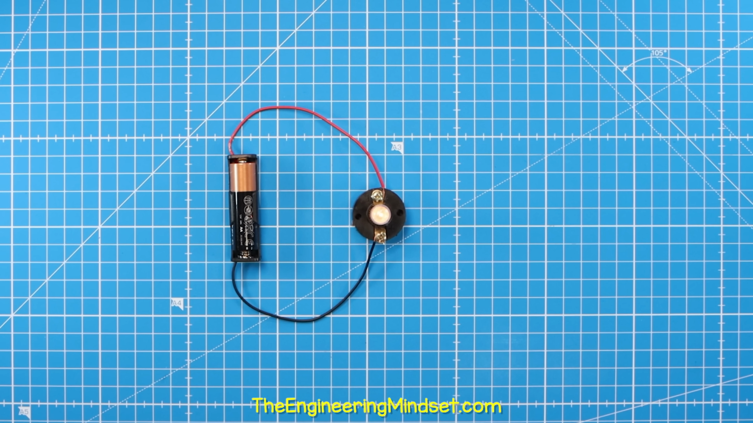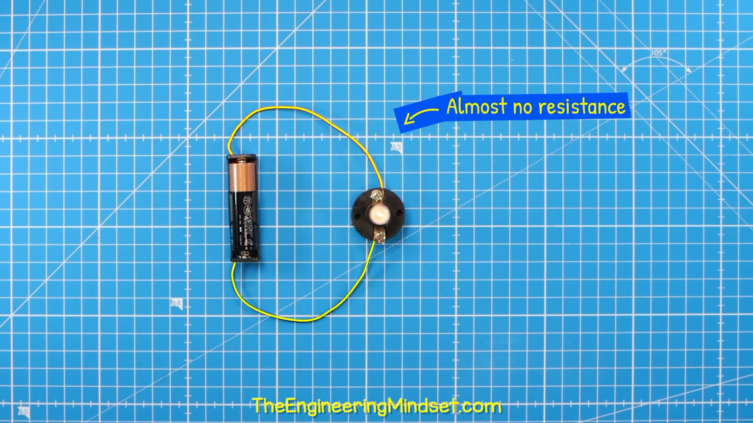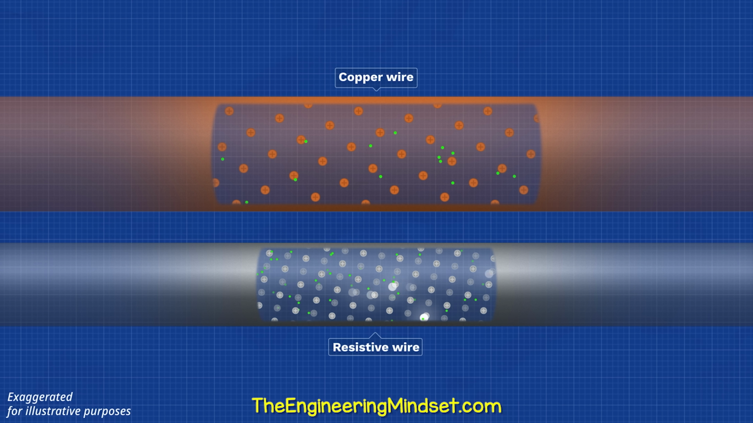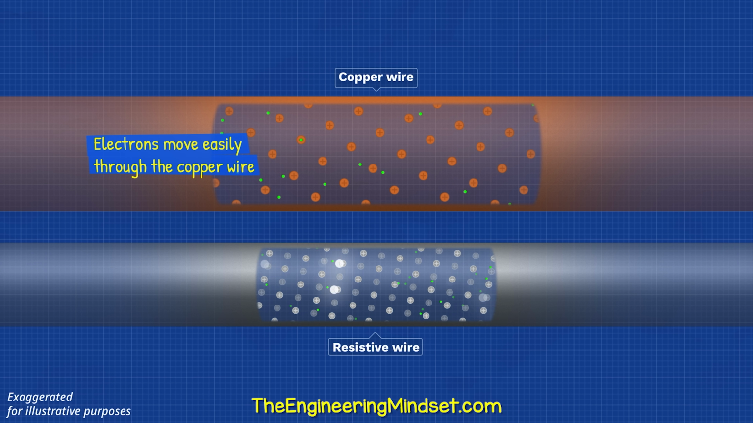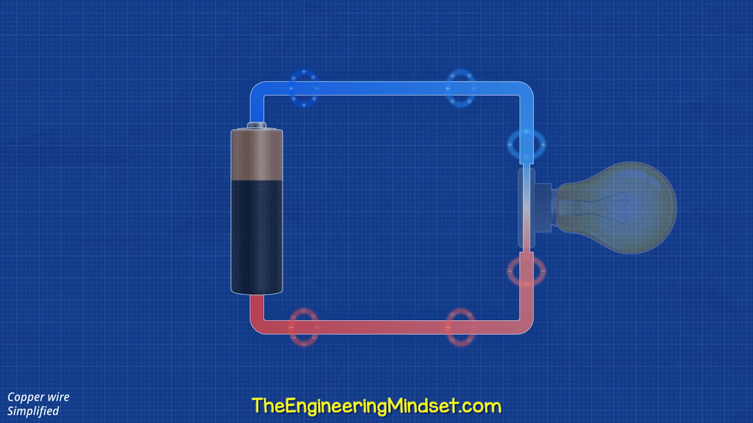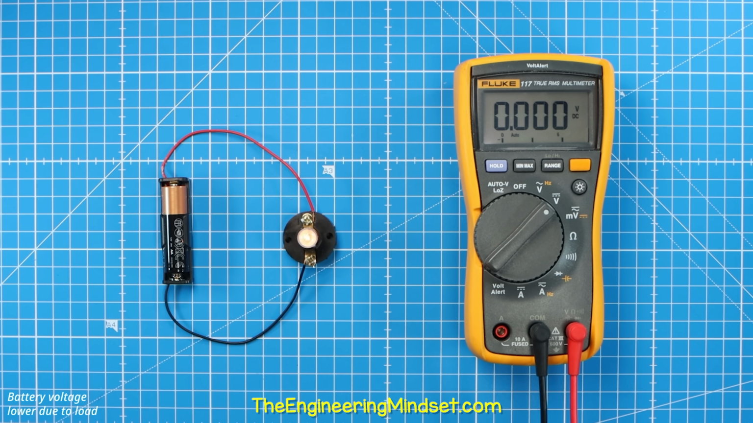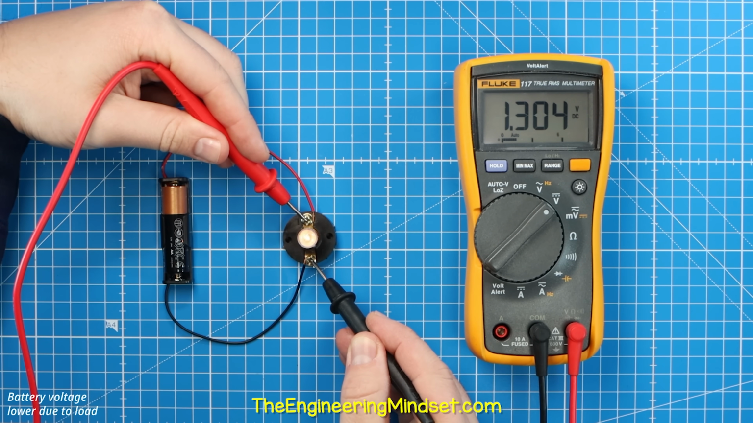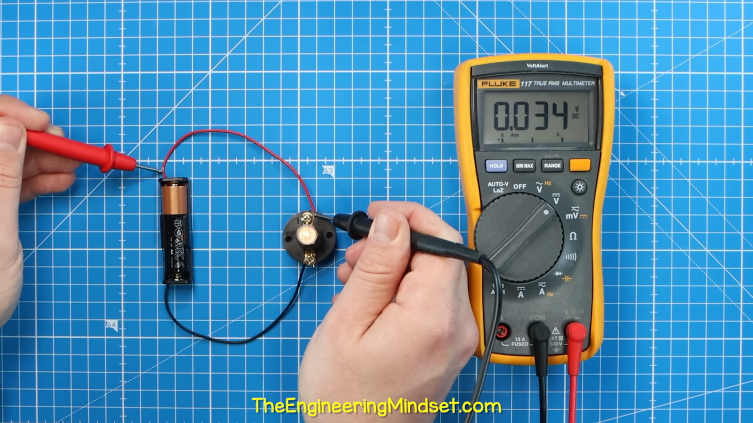In a normal circuit, the wires have almost no resistance, and they are relatively thick compared to the thin wire of the lamp. The electrons are very easy to move through the copper wire, but it's very hard to move them through the thin lamp filament. So the surface charges mostly accumulate at the battery terminals and either side of the lamp filament, with very little gradient needed along the copper wire. Using a multimeter, we can see nearly the full battery voltage across the lamp, with only a small voltage drop along the wire.